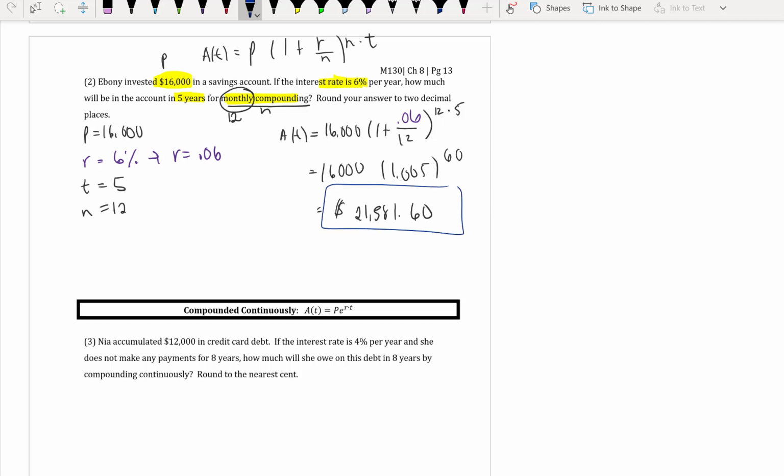So that's great. She is going to grow from $16,000 to $21,581.60. So she's definitely making really good money. In 5 years, that's the total amount that she's going to have in that account.